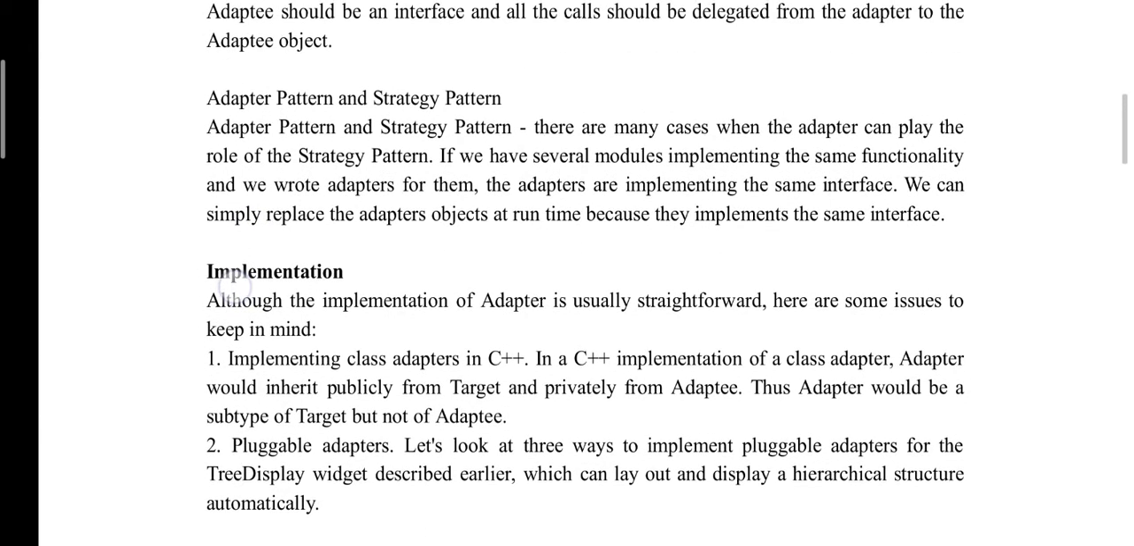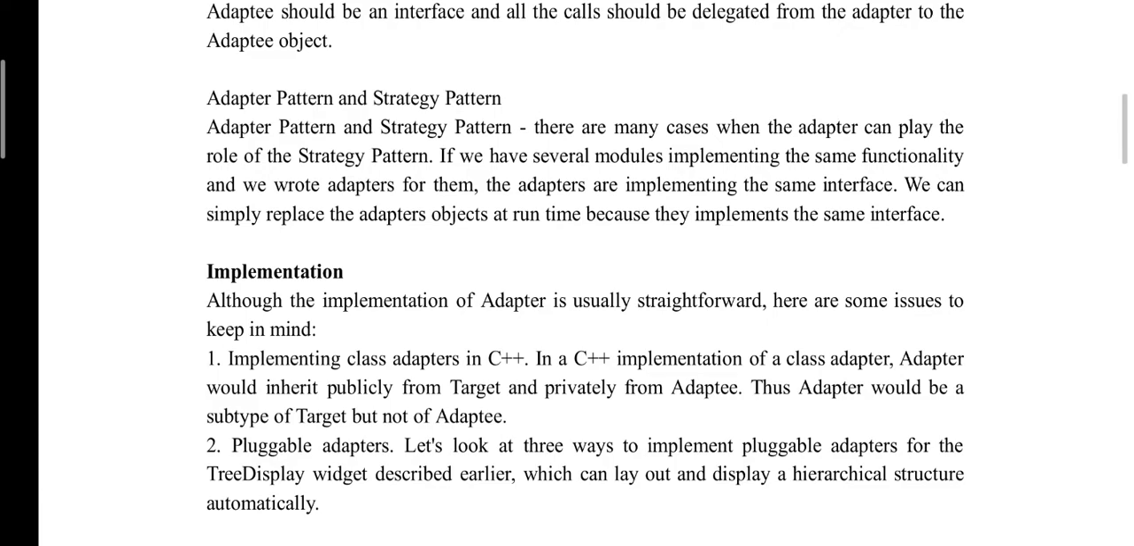The second one is pluggable adapters. Let's look at three ways to implement pluggable adapters for the tree display widget described earlier, which can lay out and display a hierarchical structure automatically.